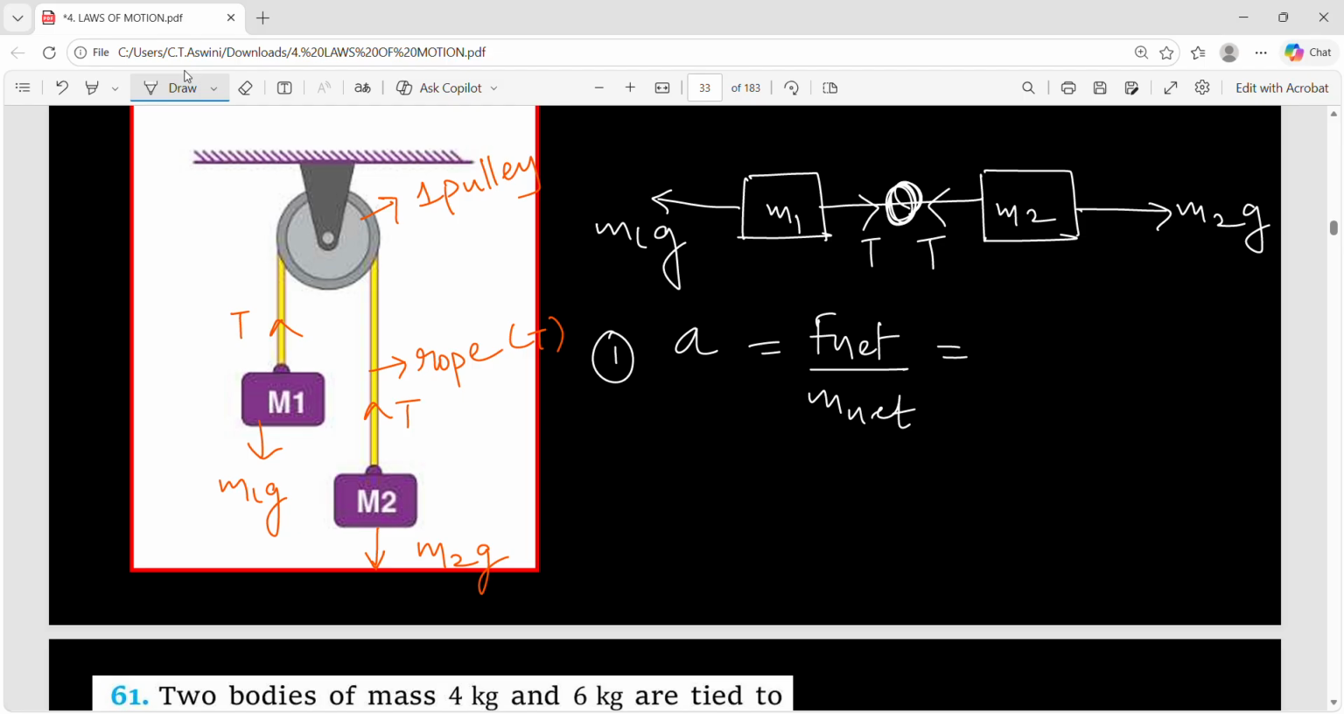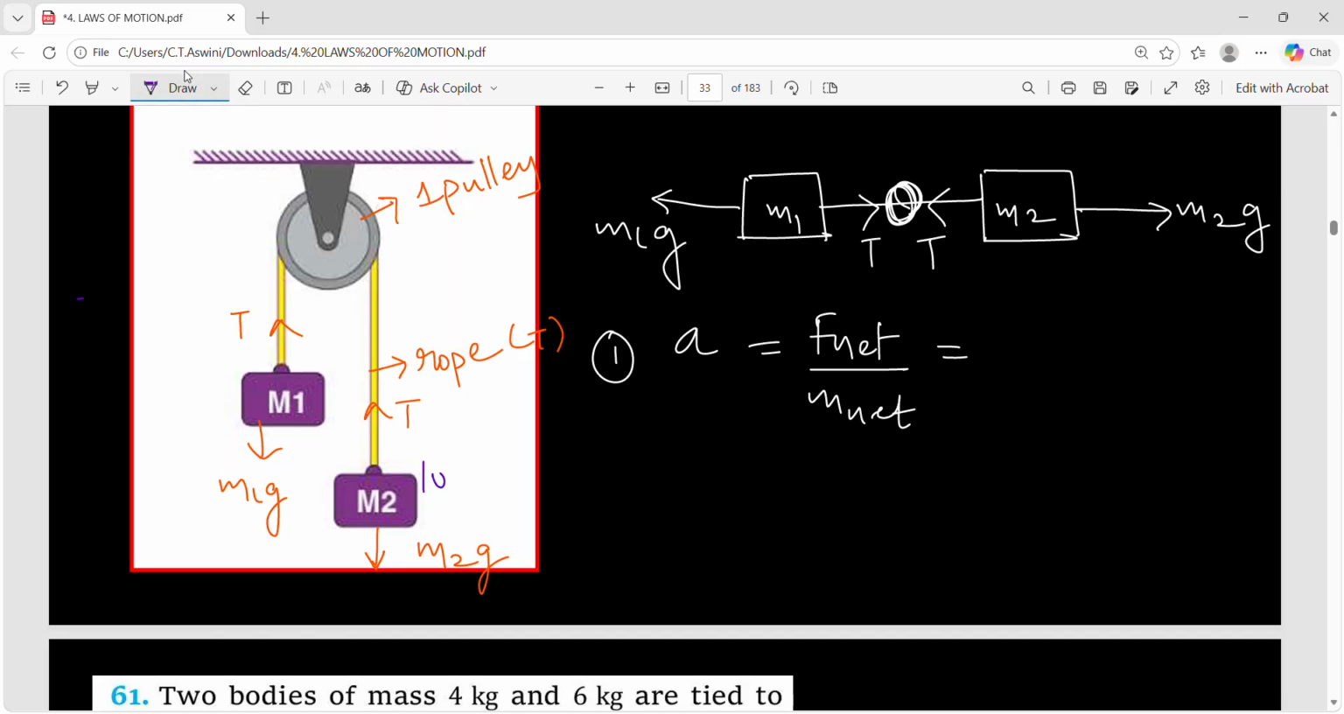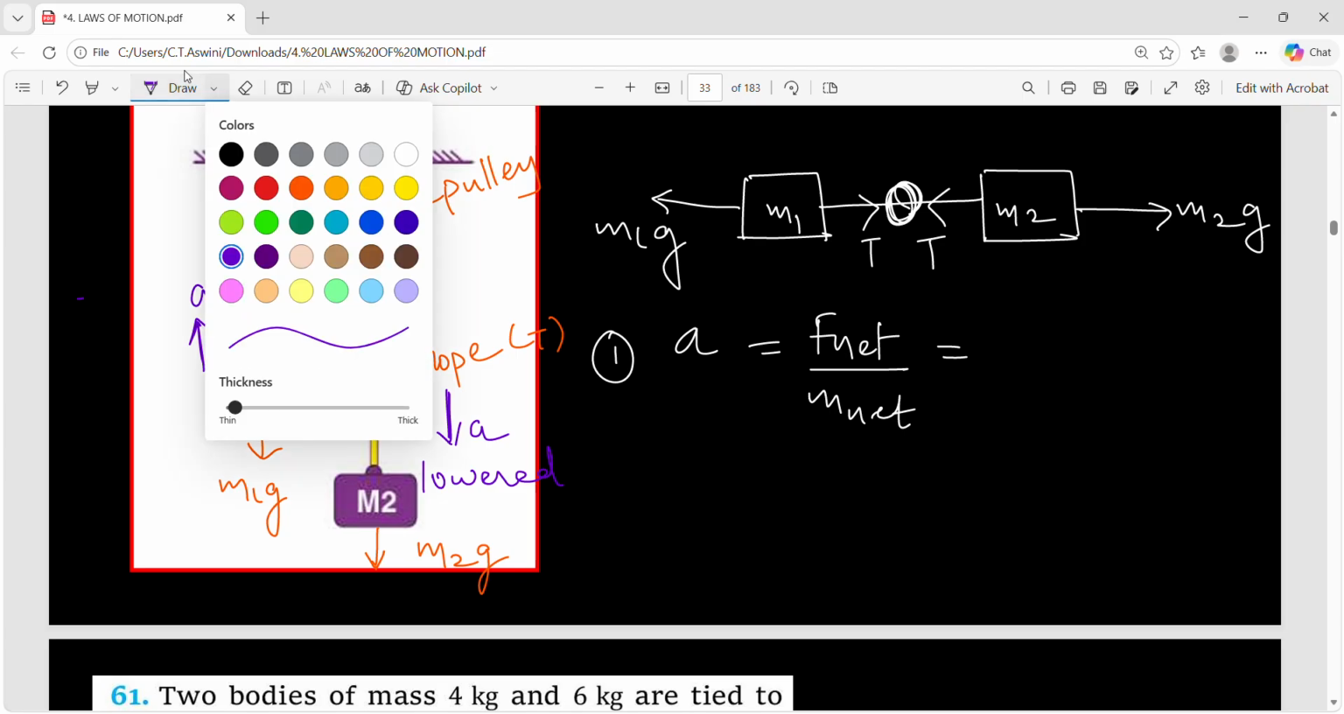And what is the F net here? Two forces are there. If you see the diagram here, the single fixed pulley diagram, you can see the position of M2. It is a bit lowered, right? That means its mass is more. So this is the direction of acceleration for M2. As it is connected, M1 will accelerate upward. Why is M2 accelerating down? Because its mass is more.